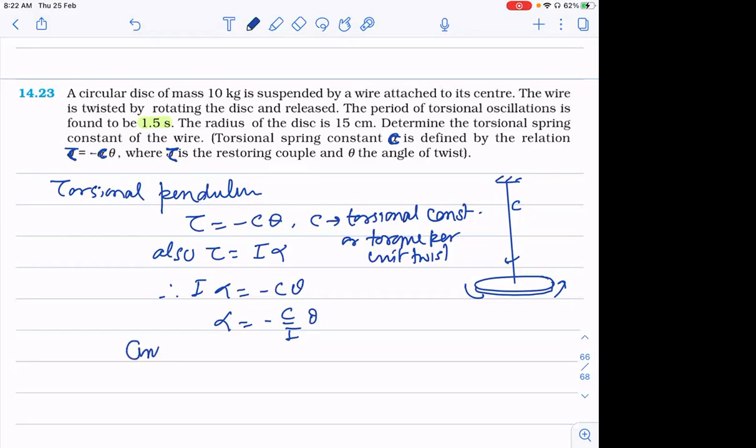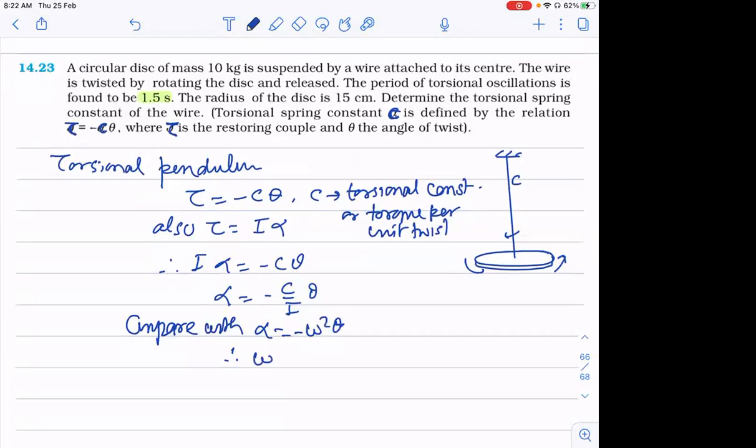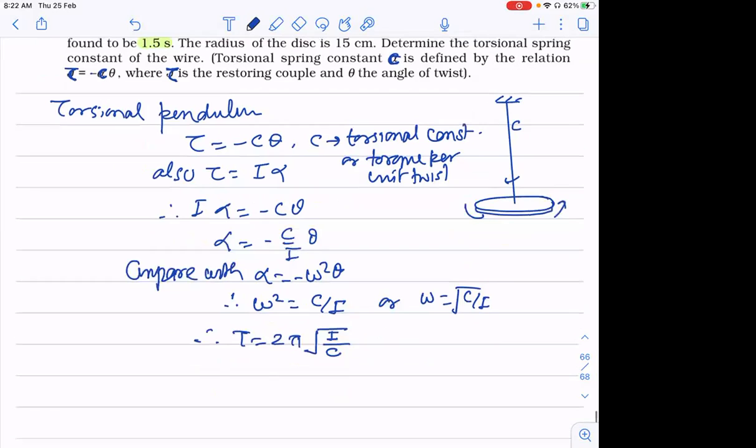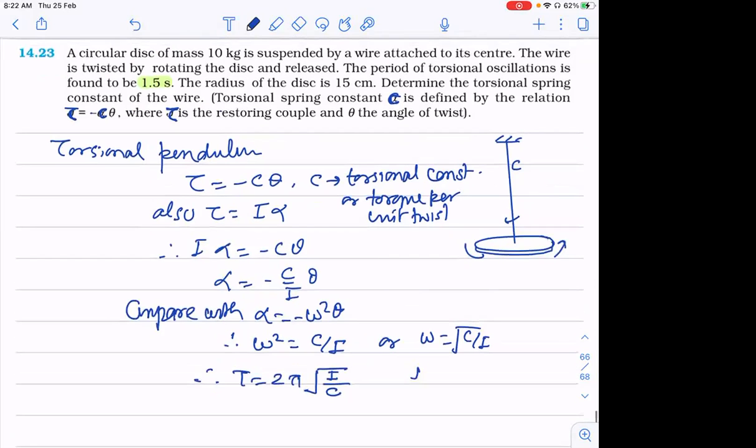Compare with alpha is equal to minus omega square theta. So therefore, omega square is C by I, or omega is root of C by I. Therefore, time period is 2 pi under root of I by C. You put the value here. Now, after putting the value, C is to be calculated. What value of I do we put? Let's find I first.